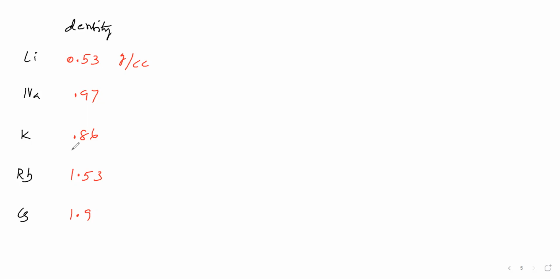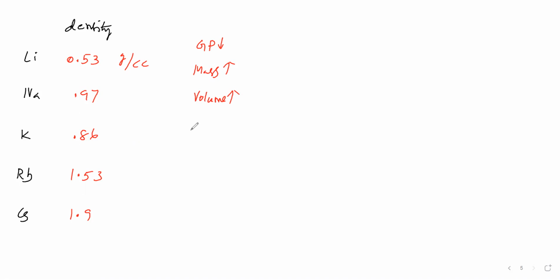Down the group, what happens to the density? Down the group, what happens to the mass of these atoms? Lithium atomic mass 7, sodium atomic mass 23, potassium 39. That means down the group mass number increases, atomic mass increases. Similarly, volume also increases because the number of shells is increasing, radius increasing, therefore volume of the atom also increases.